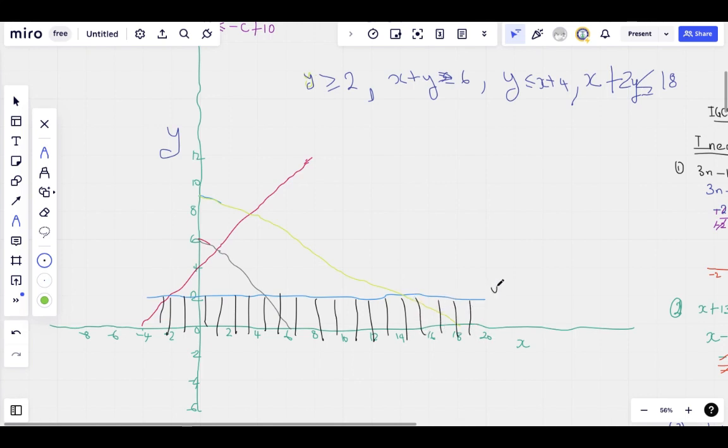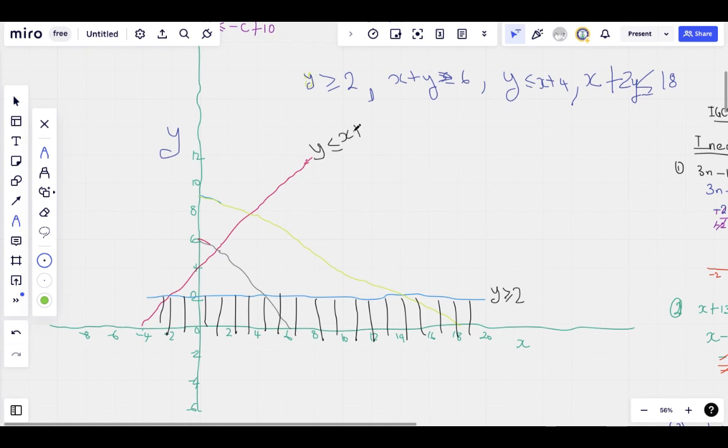So we shade the below region for this inequality. This inequality is for y is greater than or equal to 2. This one, for this line. Every line we write the inequality next to it. This one is y is lesser than or equal to x plus 4.